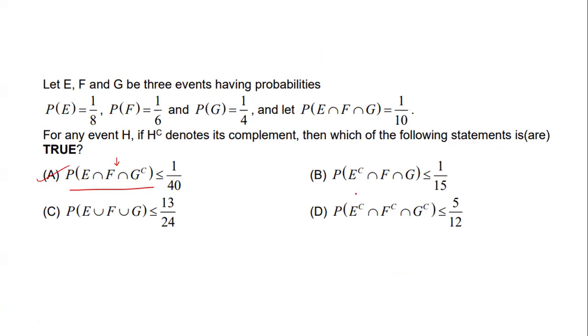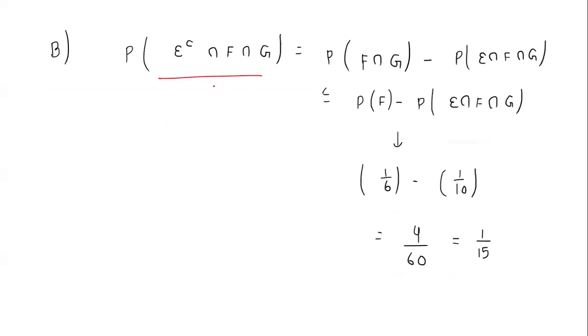Now let's move to the B option. In the B option, we have to check the probability of complement of E intersection F intersection G. This is the same as the probability of F intersection G minus probability of E intersection F intersection G. Now, the probability of F intersection G is obviously less than probability of F, because F intersection G is some part of F. So the probability of F is greater than or equal to probability of F intersection G.